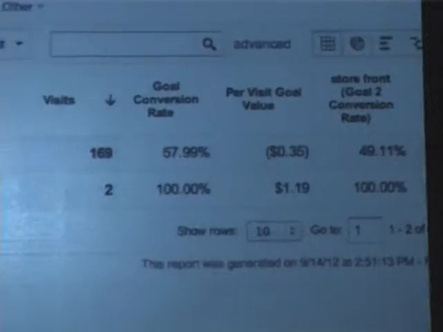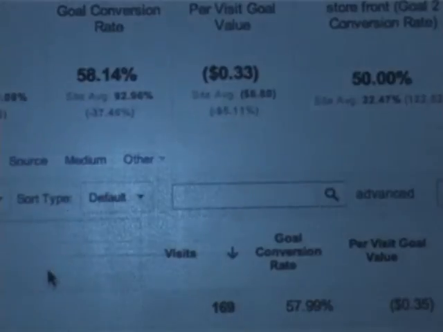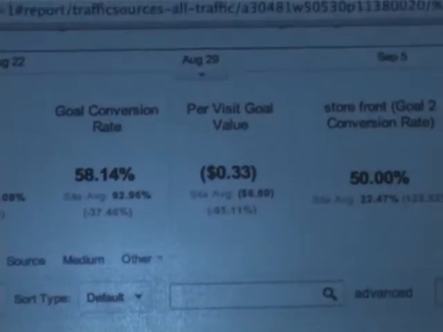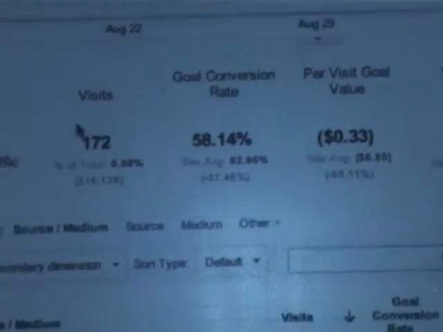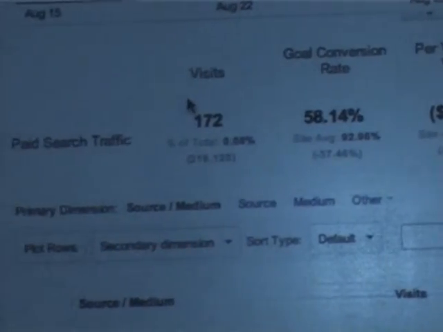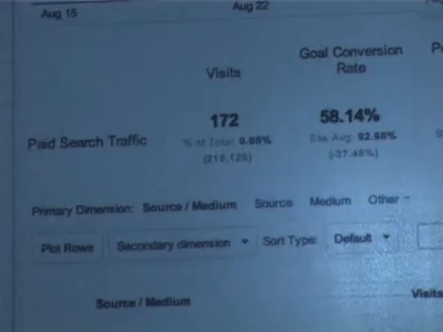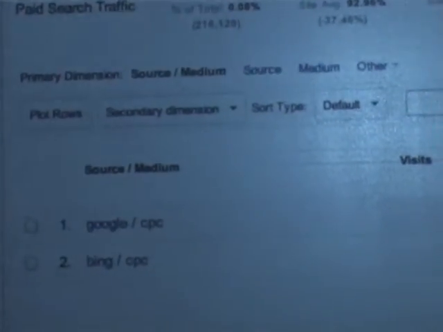What do you understand by that goal conversion rate there? So my total visits here are 172. If it says 57.99%, then please understand that it's out of the visits that are coming from that specific source and medium. So 57.99% of the people who came in from CPC have performed goals on my website.